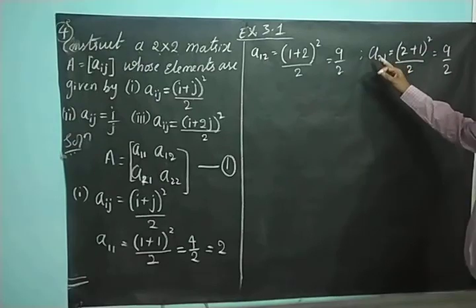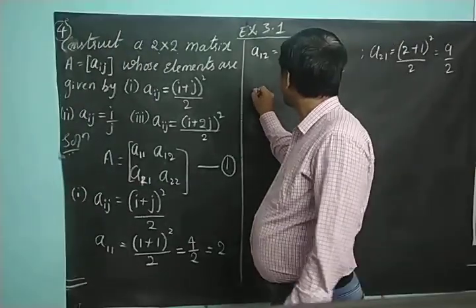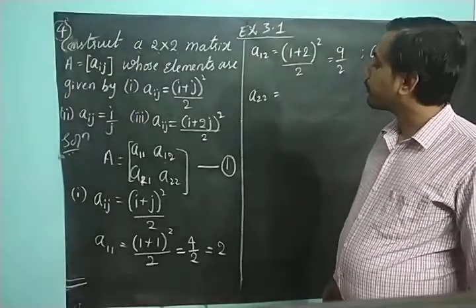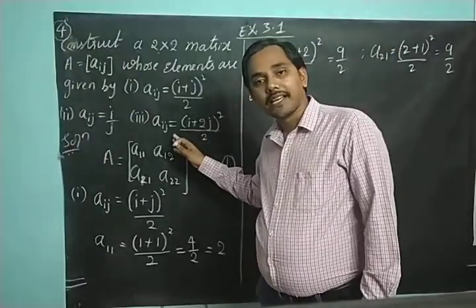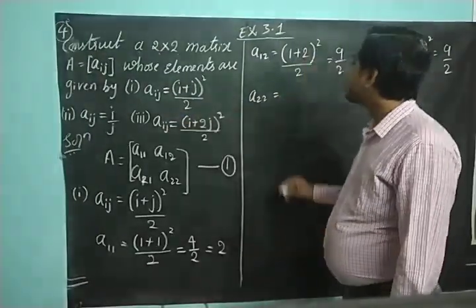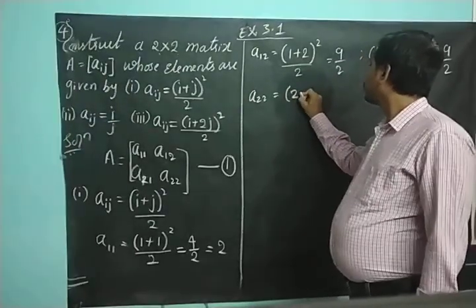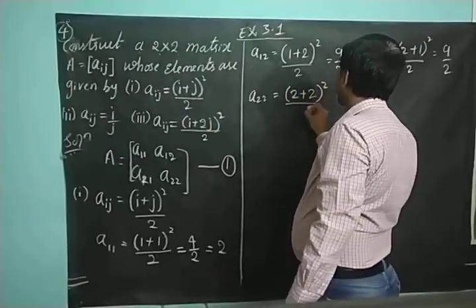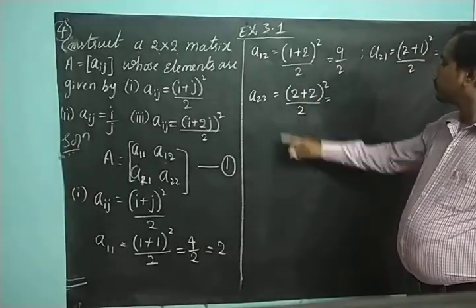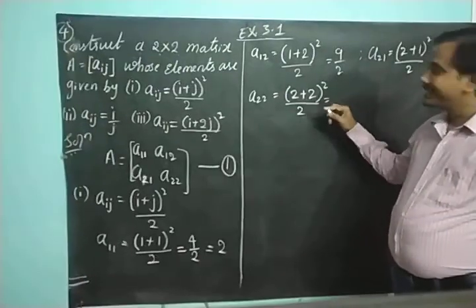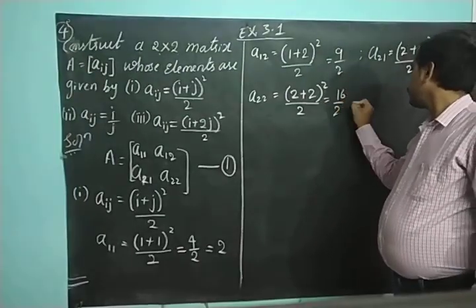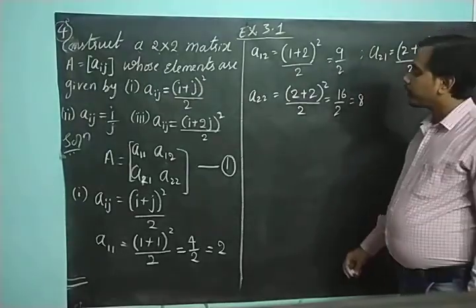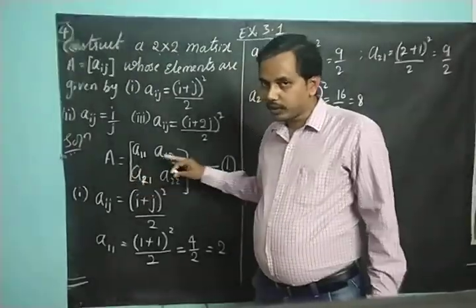Okay? So we got the value of A21. Let us calculate A22. In order to get the value of A22, we use this formula. Once again, as I said, substitute i as 2 and j as 2. So what do we get here? (2 plus 2) the whole square divided by 2. So 2 plus 2 is 4. 4 square is 16, and 16 divided by 2 is nothing but equal to 8. So now we got the values of A11, A12, A21 and A22.